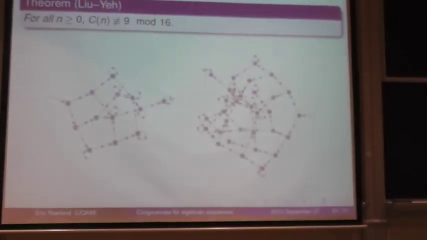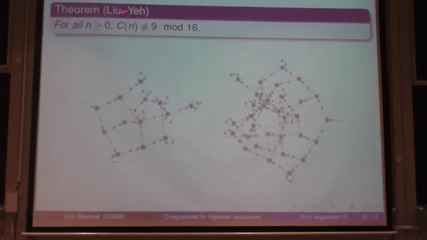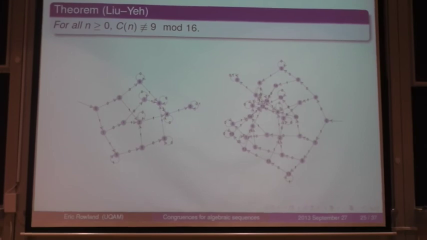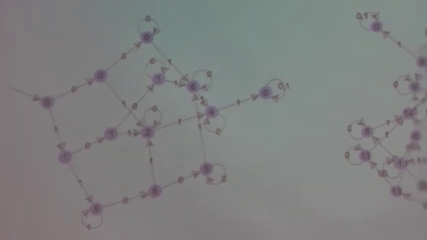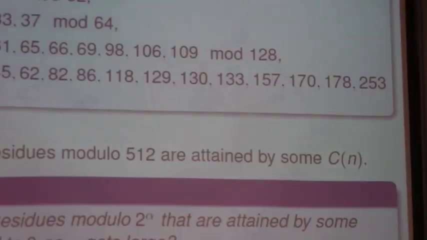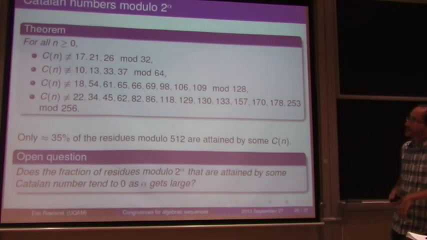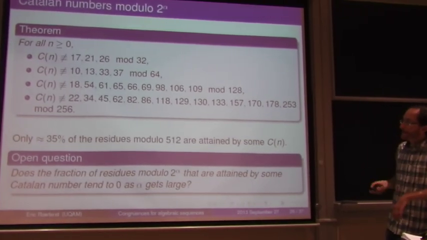All right, so like I said, we can do this all day long, and I spent several days doing this all day long, and here are the results. I mentioned that Liu and Ye determined Catalan numbers mod 8 and 16. Well, here are the automata for Catalan numbers mod 8 and Catalan numbers mod 16. And just by looking at all these states and saying, oh, there's no 9 that appears, that's a proof that there's no Catalan number that's congruent to 9 mod 16. And here are forbidden residues for Catalan numbers modulo higher powers of 2.